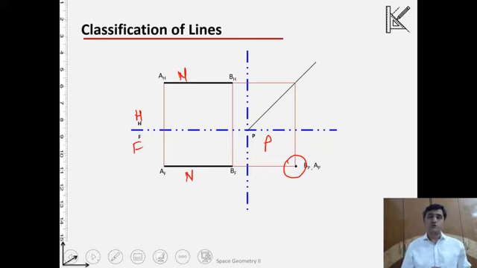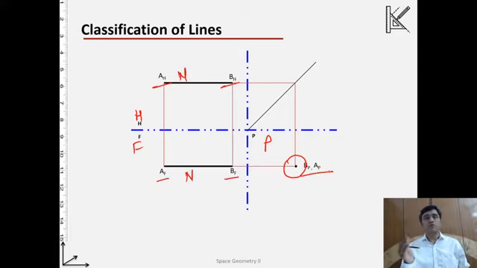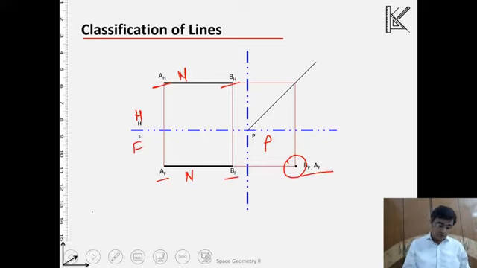Something on the notations. Just look at the notations. For the line AB, I'm writing it as AF, BF for the frontal projection, AH, BH for the horizontal, and over here AP, BP for the profile. Okay, we'll use this notation everywhere.